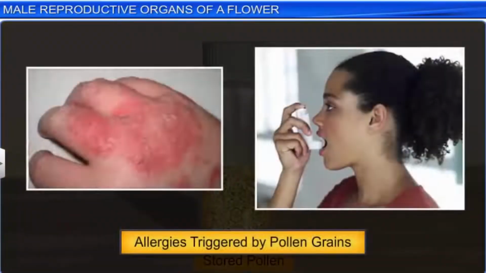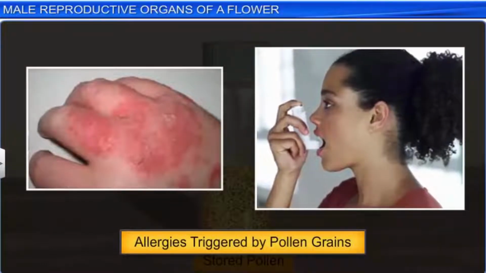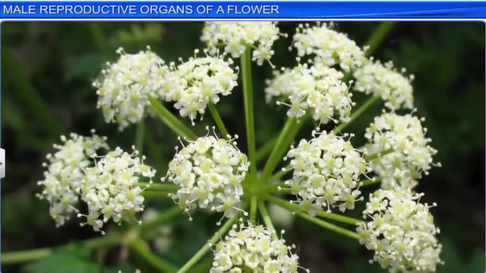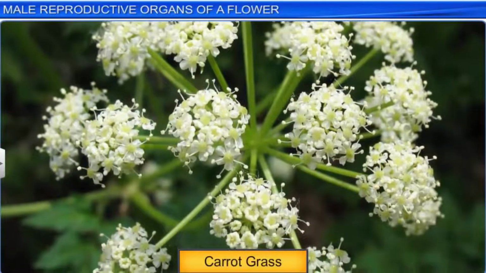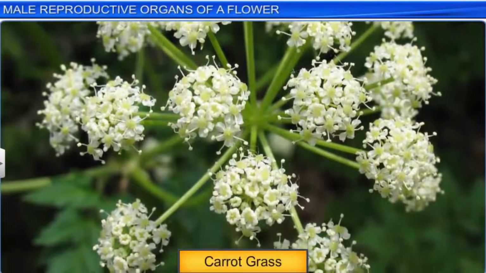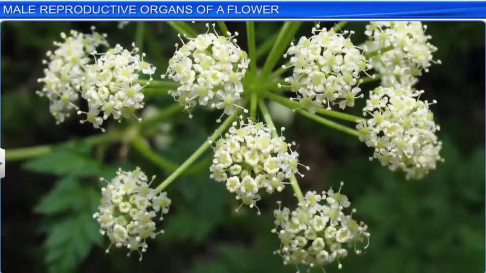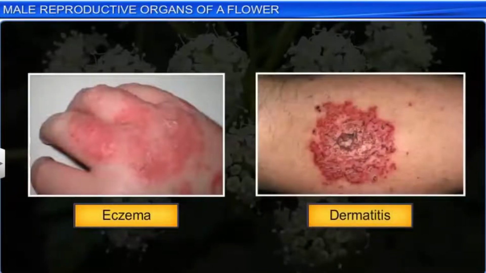Pollen grains, however, can trigger allergies in some people and can cause asthma and bronchitis. In fact, the weed carrot grass or Parthenium hysterophorus and its pollen, found in non-cultivated lands in Punjab, causes allergies such as eczema, dermatitis, and other skin diseases.